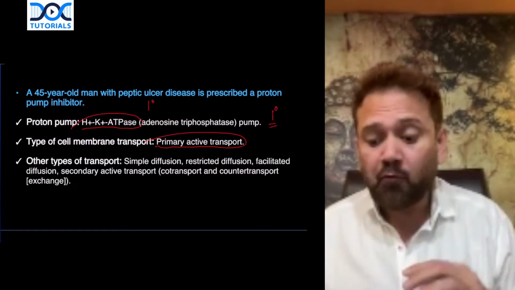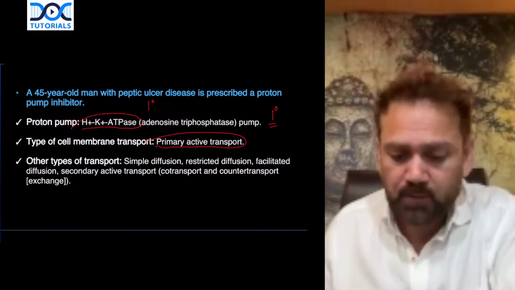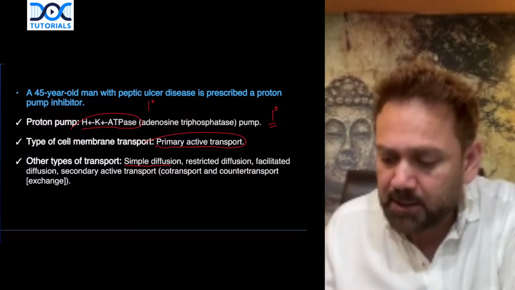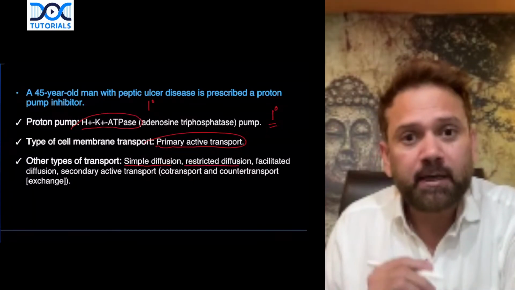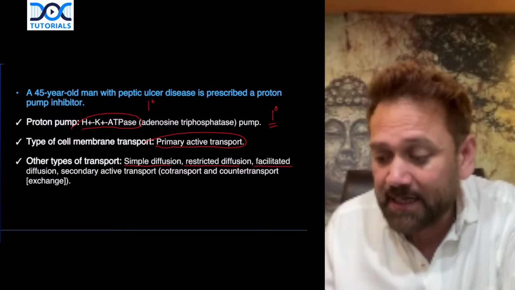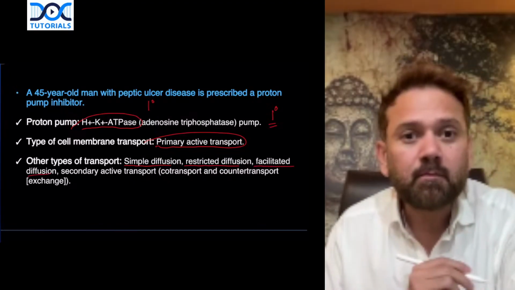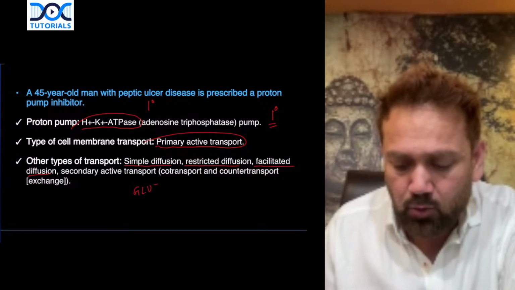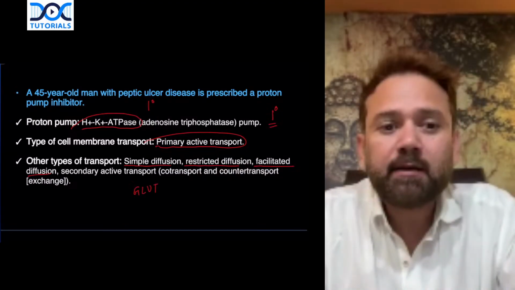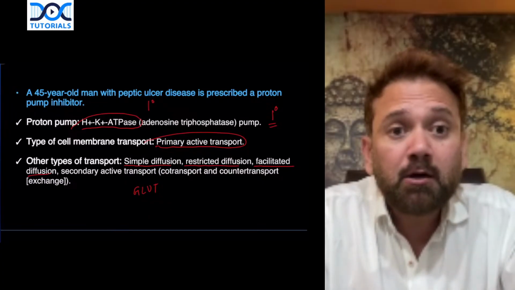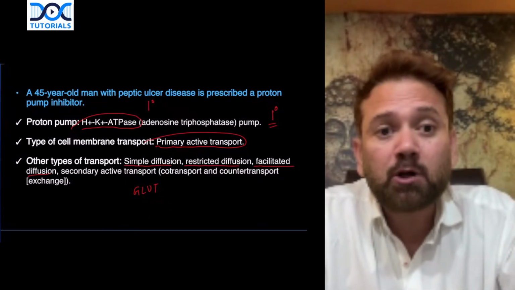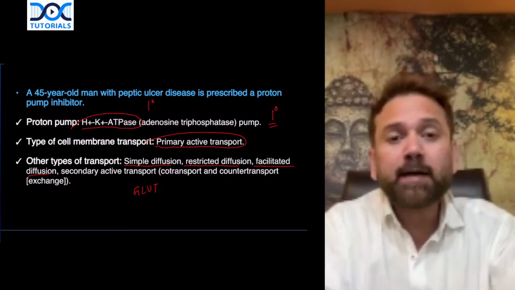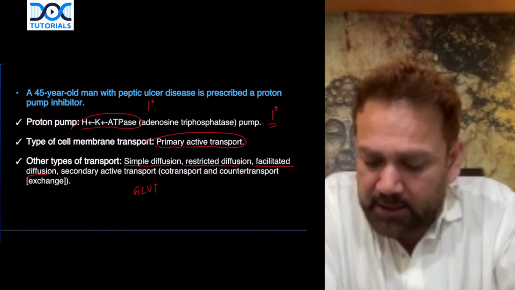Question number three: what are the other types of transport? Like simple diffusion, no use of ATP. Restricted diffusion, selective diffusion. Third is facilitated diffusion. Can you give an example? GLUT, the glucose transporter. Glucose transporters are carrier proteins which help in passive transport, so it is facilitated diffusion.